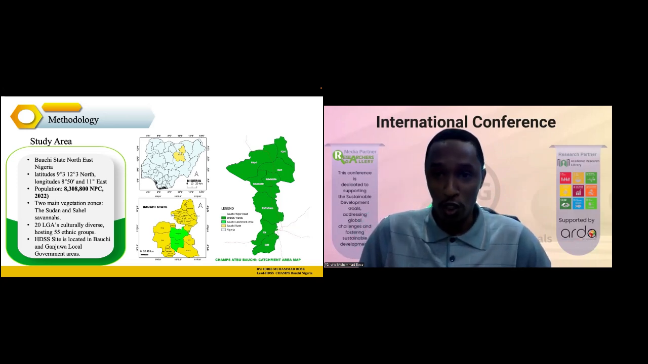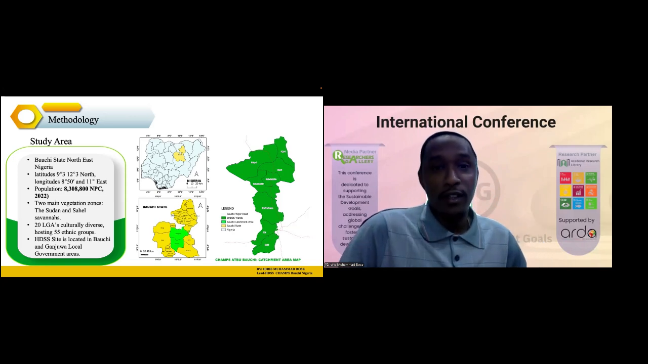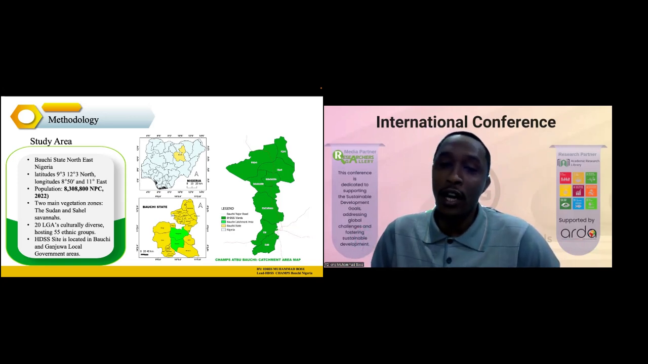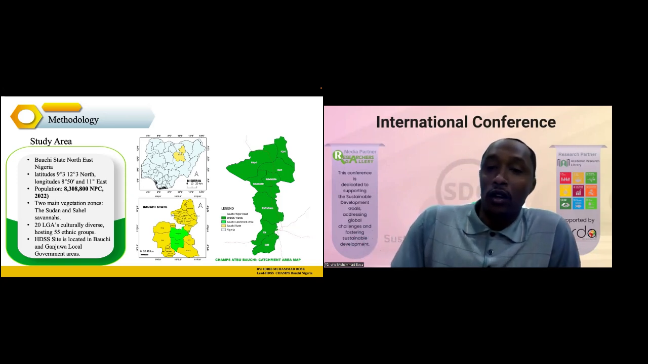Within these wards, we have over 60 communities, ranging from 40 villages in the rural catchment area to about 20 urban and semi-urban settlements in the urban catchment area.